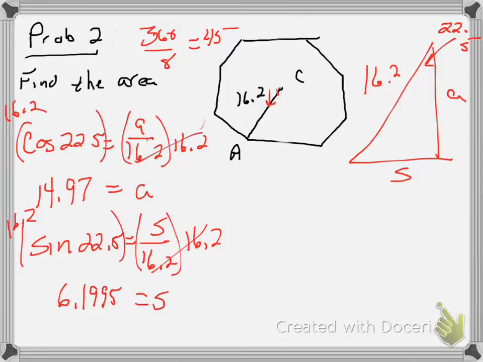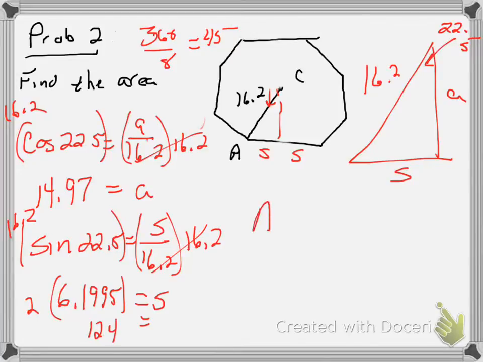Now, I kept it out a little bit because remember, this is only half of that side. If we do the triangle, that's S. This is also S. We need the whole side. So in order to do that, I'm going to multiply that by 2. I'm going to get a side length of 12.4.